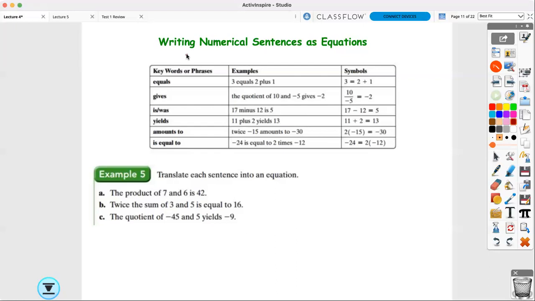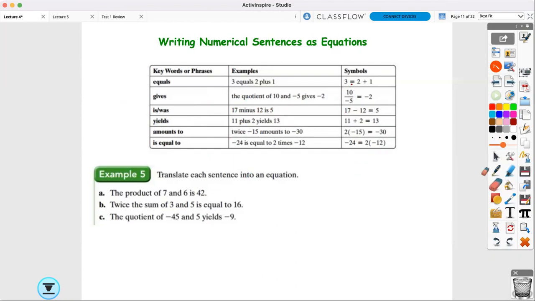So these are some keywords and phrases that you need to be on the lookout for in a sentence in case you want to make an equation from it. So we have equals, gives: 3 equals 2 plus 1. Gives: the quotient of 10 and -5 gives -2, so the quotient of 10 over -5 gives -2. Or 17 minus 12 is 5, so 17 take away 12 is 5. And so on. You can see where the word is in the example and how it will look in symbols.